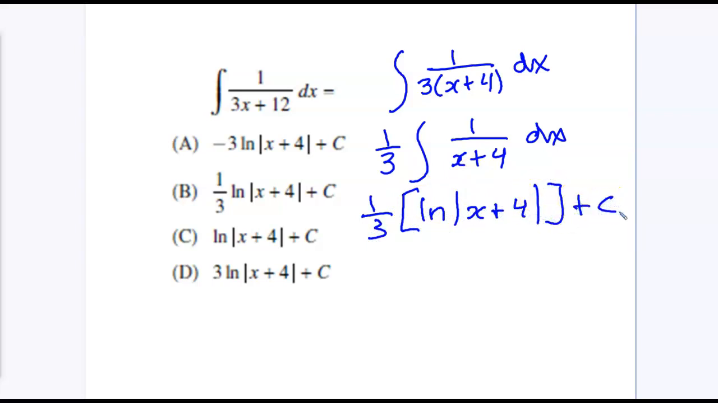Now, the reason we can go straight to a logarithmic function is because the derivative of this x plus 4 is equal to 1. And we'll talk about more complicated logarithmic integration questions when we get into u substitution in the next section. But there would be my final answer, and this answer matches up with B.